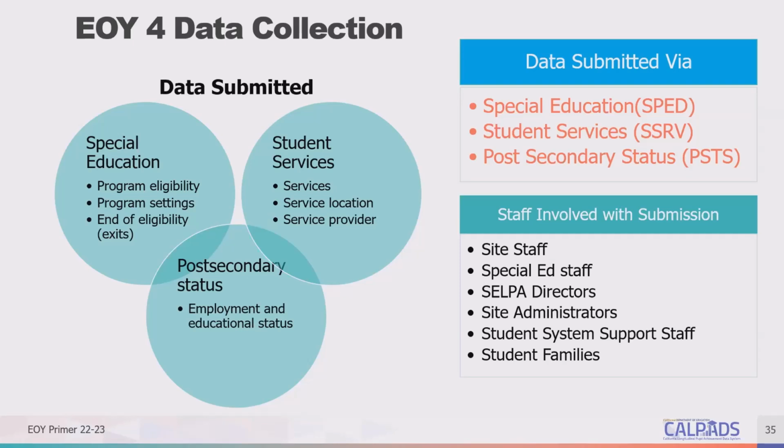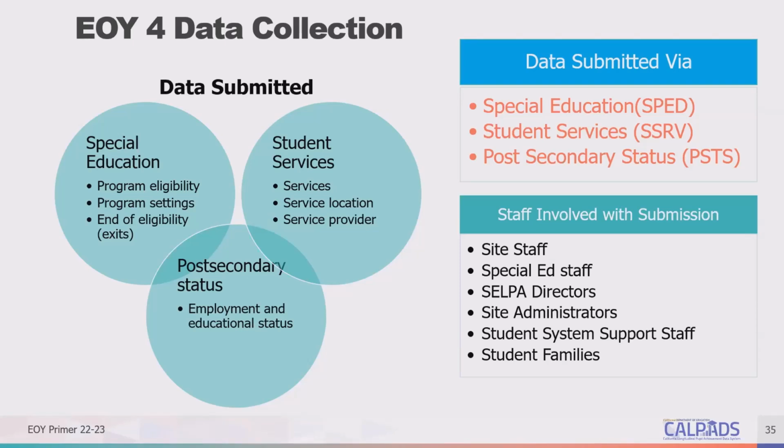used to identify special education eligibility, indicate an end to eligibility, and report program settings. There's also the student services, or SSRV file, which reports prescribed services related to initial and plan review meetings. And then finally, we have the post-secondary status, or PSTS file, which provides outcomes for a student with disability a year after leaving secondary or K through 12 education. Just a quick note that this will change with the special education redesign for the 23 to 24 academic year, but we'll be providing guidance specifically for this academic year for 22 to 23.